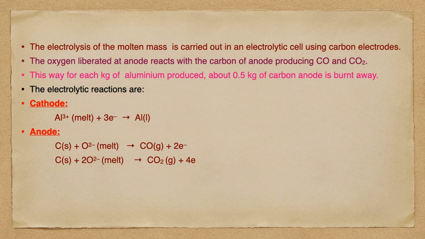The electrolytic reactions are: at the cathode, Al3+ plus 3e- changing into aluminium; at the anode, C plus O2- changing into CO plus 2e-, and C plus 2O2- changing into CO2 plus 4 electrons.